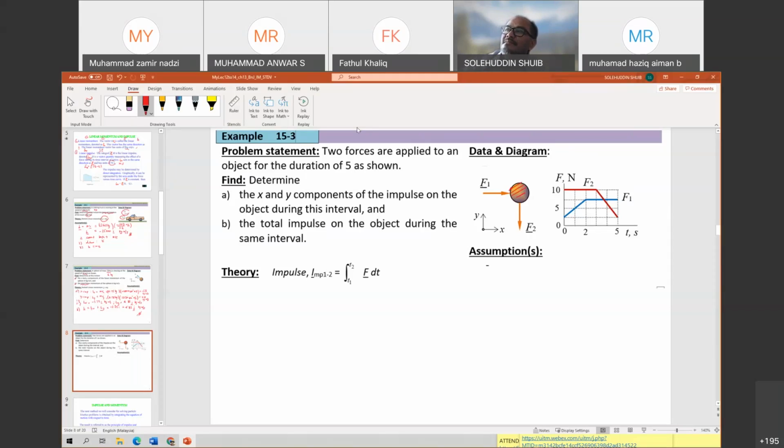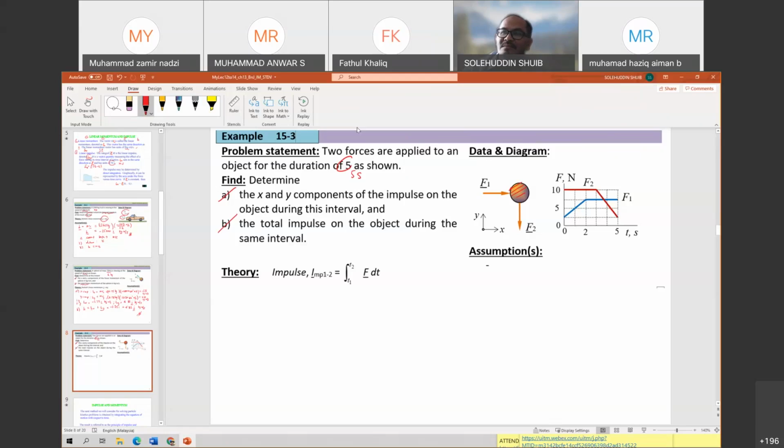So same thing. Two forces applied on an object for the duration of 5 seconds, as shown. For part A, you have to determine the X and Y component of the impulse on the object during this interval. Number two, you have to find the total impulse on the object during the same interval.